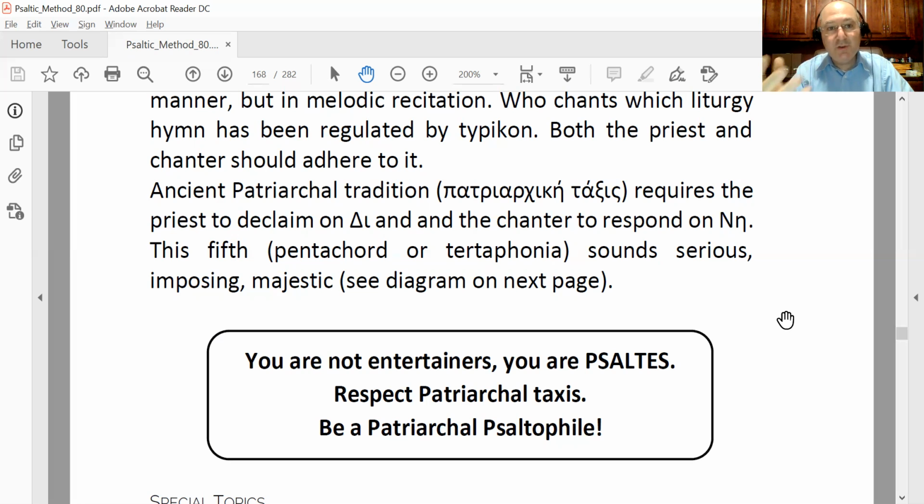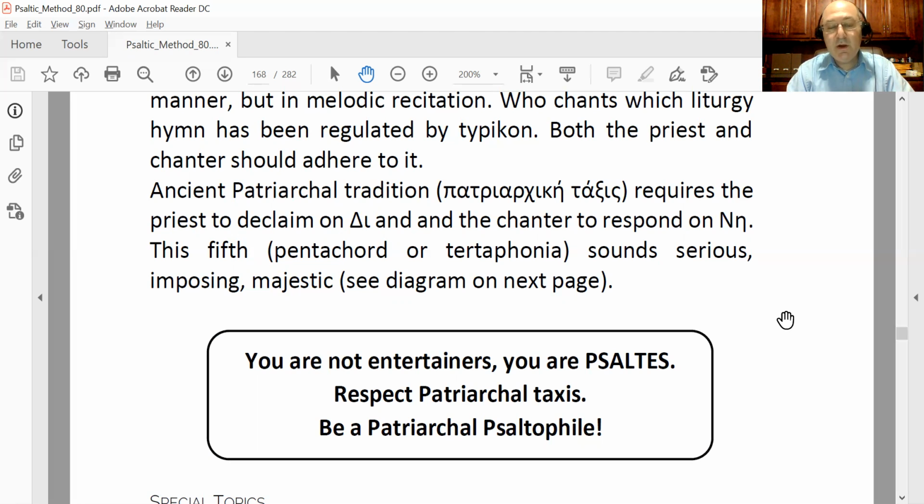Because it's a very ancient institution, and you are a carrier of a very ancient and sacred art crafted by saints, like we said last time. Respect the patriarchal taxis. Even the taxis, you have to respect it. It's not up to you or your local priest or bishop to change it. You need to respect it.